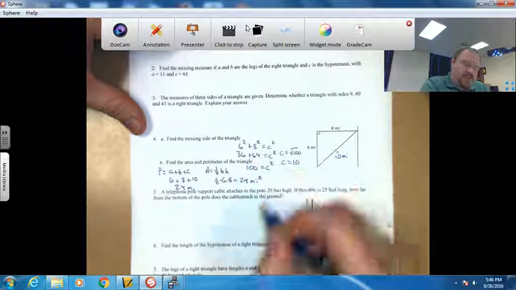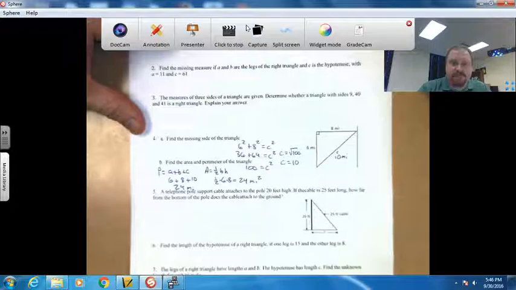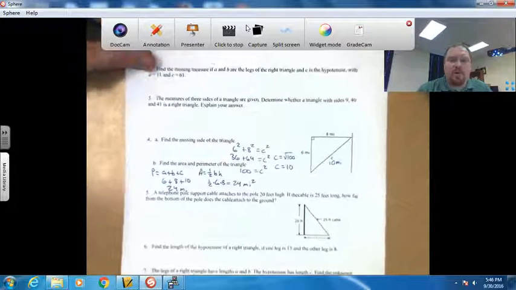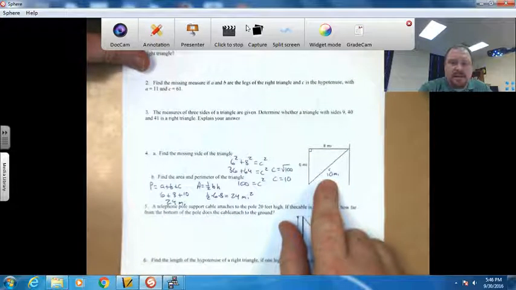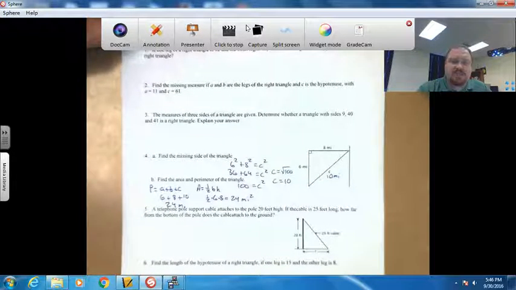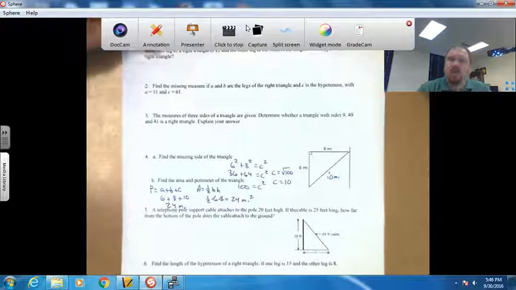Now, most of the other problems are going to be very similar to these, where they ask you to find a missing length, or they ask you to find the perimeter, or do the sides make a right triangle.